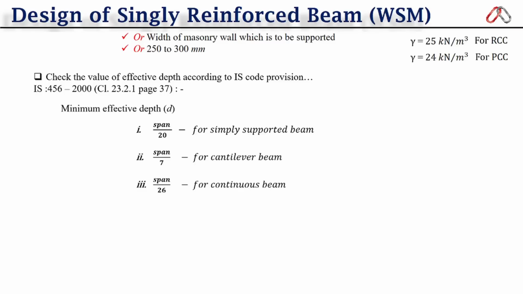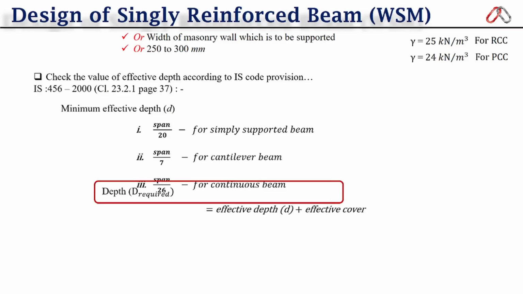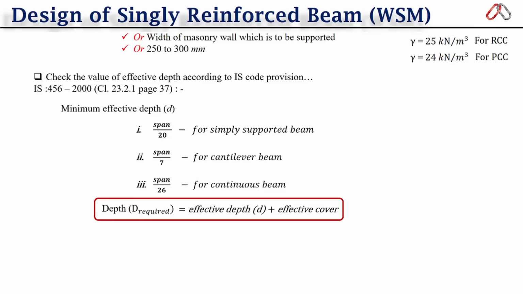Now you have calculated the effective depth as well as effective cover. Summation of both values gives us the D required. The important step here is to check that D required should be less than D provided. If D required is not less than the D provided, in this case you must revise the process by assuming the D provided larger than the previous one.